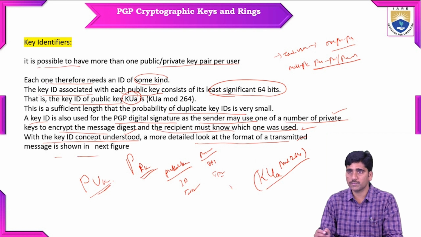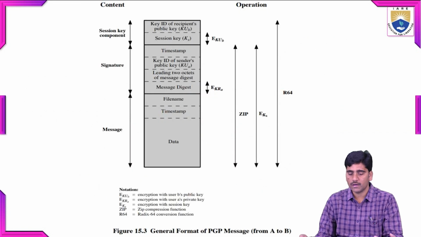And the receiver side uses the private key. Here we can see the diagram of the general format of a PGP message, and how the key IDs are applied to the public keys or private keys. So here we can see the notations. The first one is encryption with user B's public key.